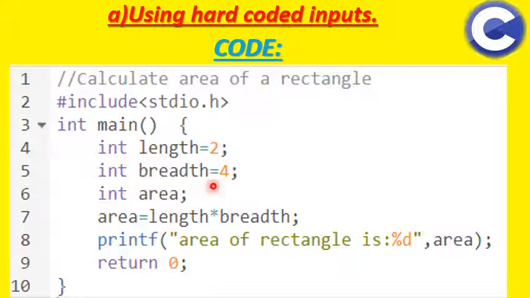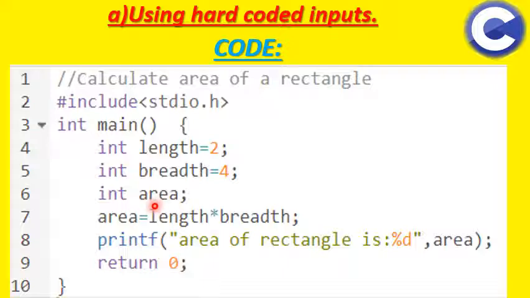Then int breadth = 4; Here I have again made a new variable breadth in which I have initialized the value 4. Since the data type is int here, whatever data I'll be storing in breadth will be of integer type. Then again the semicolon, then your int area.